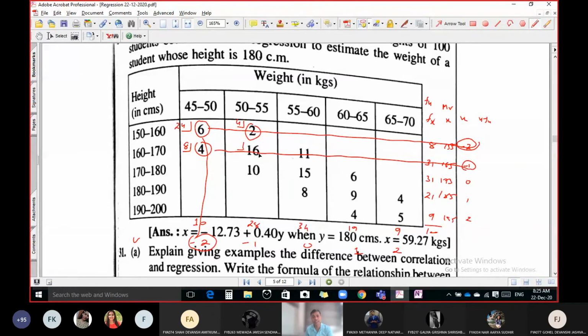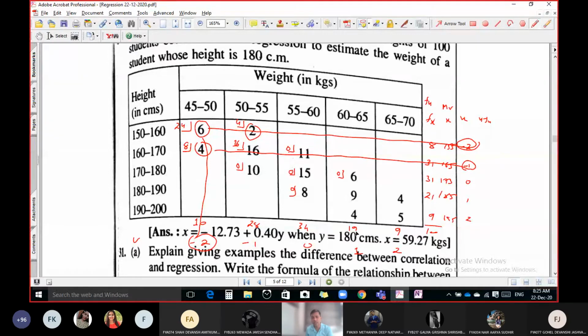Here 16 into minus 1 and here minus 1, so we get plus 16 only. Here 10 into 0 remains 0, because 10 into 0 into anything is 0. Here minus 1 and here this is 0. So we get all this value 0 because in the column there is a 0. In that way you can calculate. Here 6 into 0, so obviously it is 0.